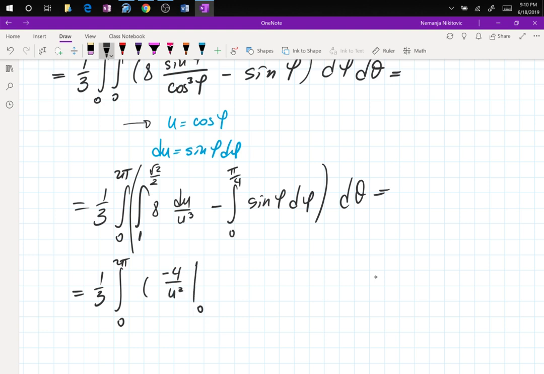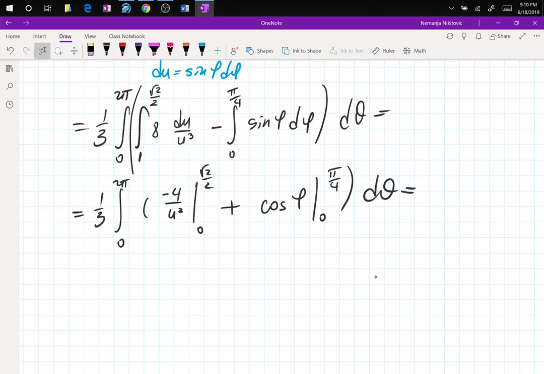Computed from 0 to root 2 over 2. The integral of sine is negative cosine, so plus cosine of phi computed from 0 to pi over 4. And we still have d theta at the end. It is a negative sign right there, right? So that's what kills it.